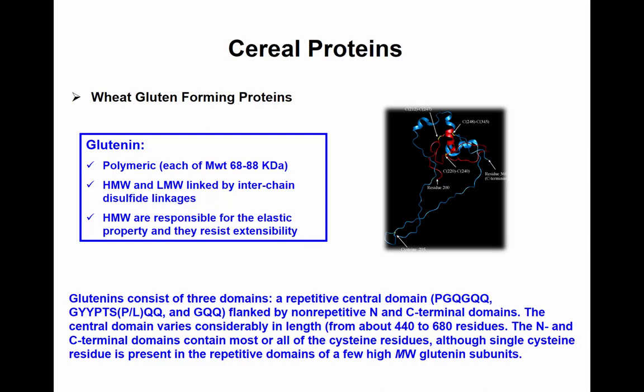Now, the characteristic feature of the glutenin is that it has a repetitive central domain. What does that mean? If you have your molecule, in the middle of the molecule you have repetitive sequences. These repeat themselves, and they are usually these three residues: P for proline, G for glycine, Q for glutamine. That's why you see a lot of Qs. Remember, you have about 35% glutamine in these proteins.